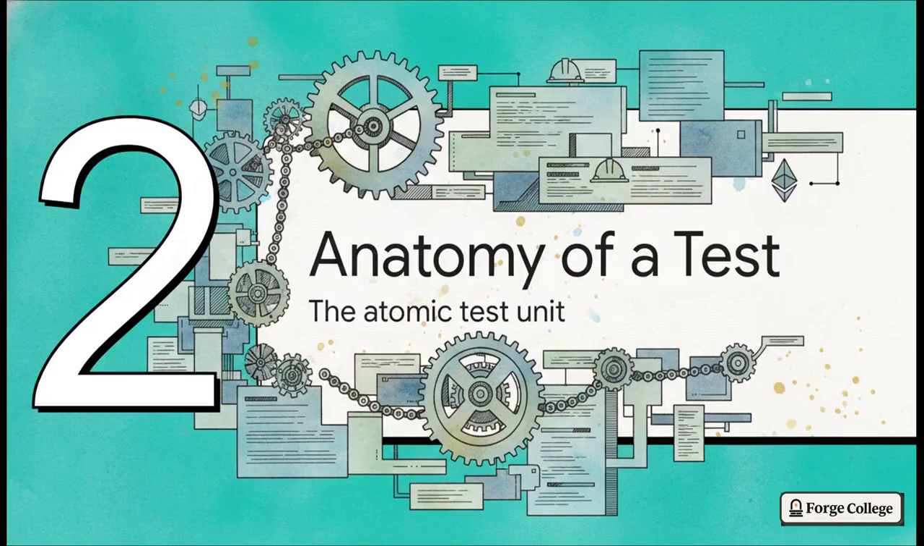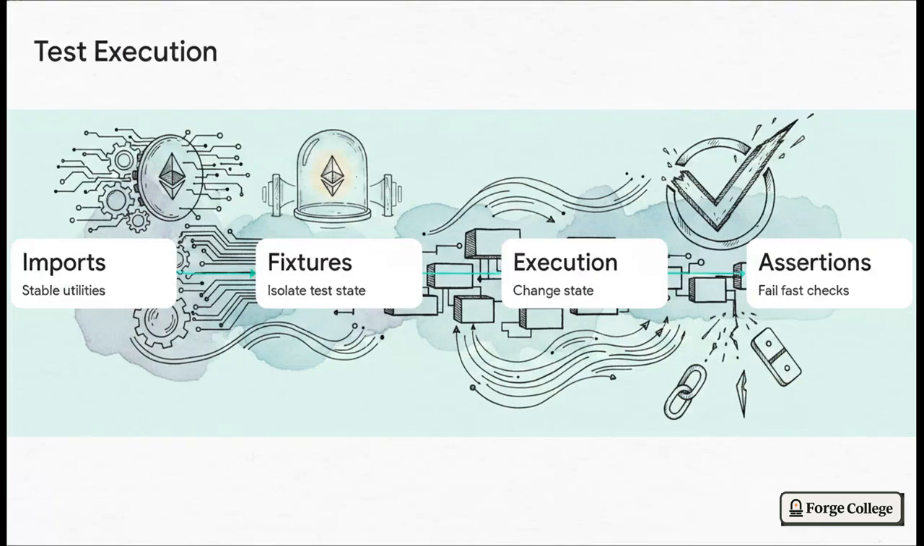Moving right along to Section 2, Anatomy of a Test. If we zoom in on a single minimal Hardhat test, we really need to treat this as the fundamental base cog in our massive automation machine. This atomic unit has to follow strict, totally predictable engineering steps. First up, your imports. These give you stable utilities across any environment. Next, fixtures deploy a fresh, perfectly isolated contract instance for absolute determinism. Then comes the execution, where state actually changes. And finally, your assertions. If these checks don't pass, your pipeline needs to fail fast.